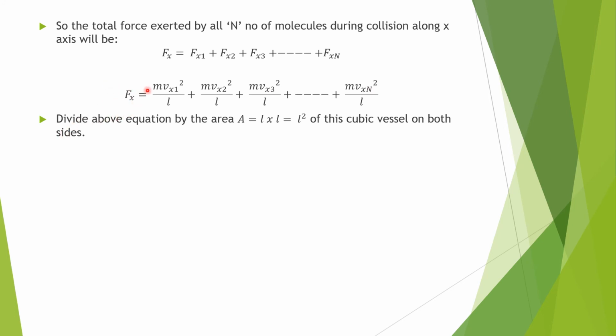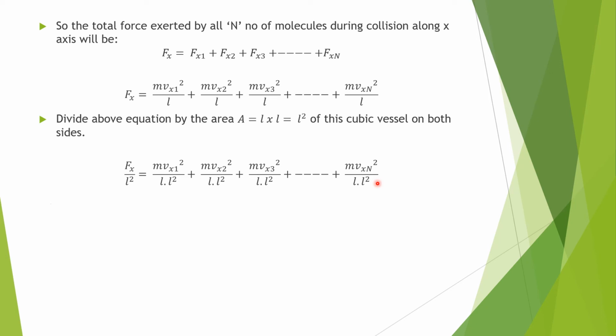Now we divide this expression by the area of the cubic vessel, which is L square on both sides. So if we divide here, we get Fx upon L square, and if we divide this term by L square, this will be equal to mvx1 square upon L into L square plus mvx2 square upon L into L square plus mvx3 square upon L into L square up to the last term.